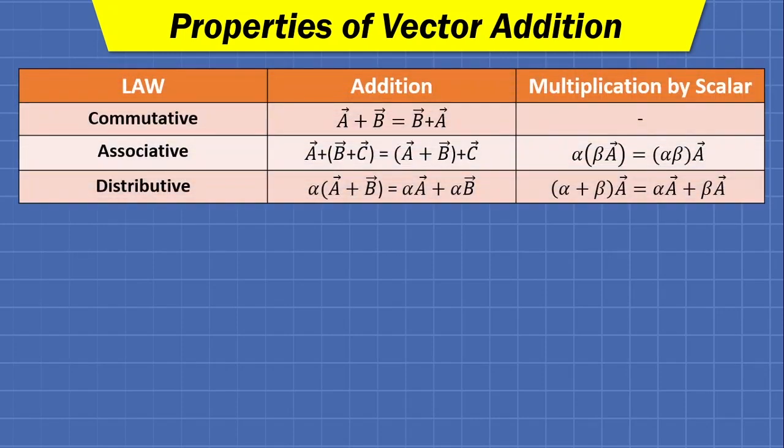So there are basically three properties: the law of commutative, associative and distributive. Fine. So addition follows the commutative law. That means a bar plus b bar will be the same as b bar plus a bar. Fine. Magnitude wise and direction wise both.